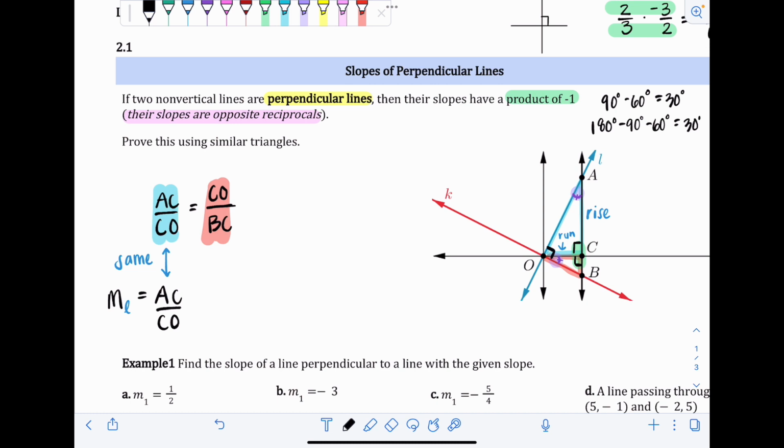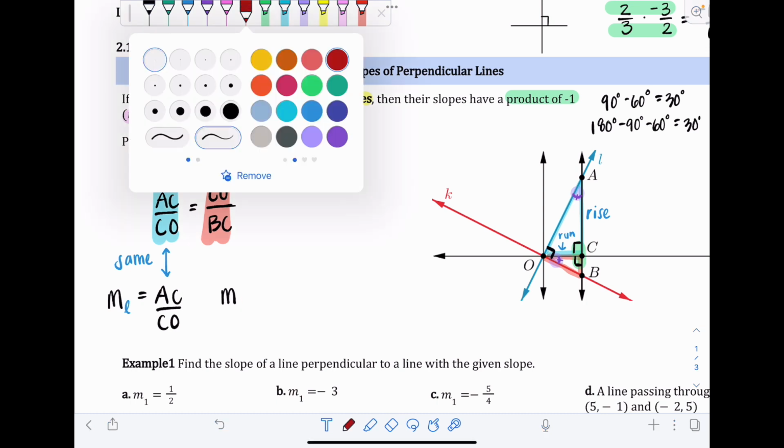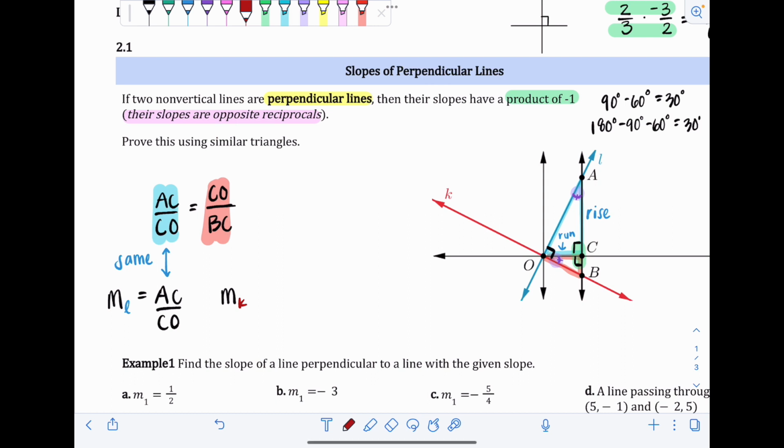And then we can find the slope for the red triangle now, or not the red triangle, but the red line, excuse me. So M of K, slope of line K. So same thing, slope is rise over run. So the rise for line K was right there. It's the vertical change, that's BC. Over the run of line K, that's the horizontal change right here, which is CO.